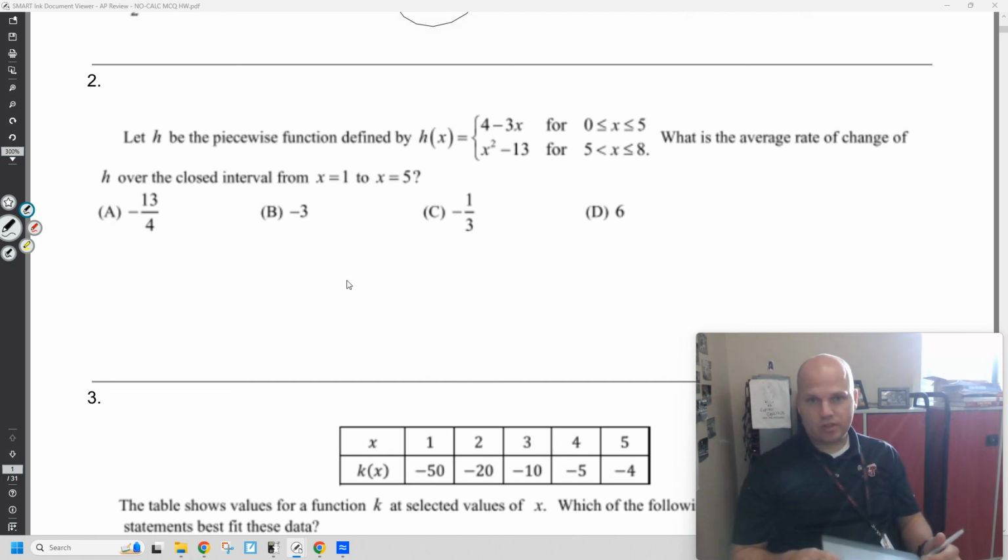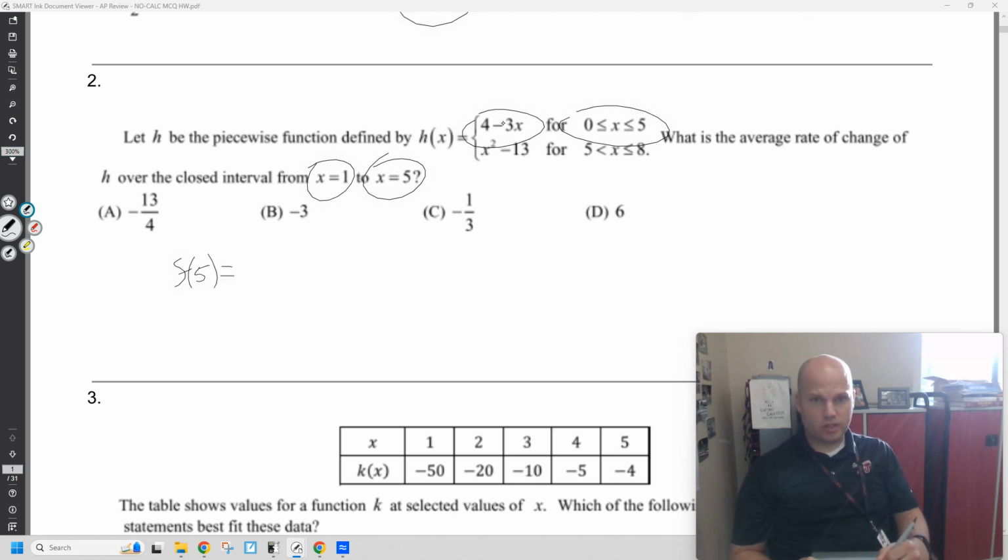Say we have a piecewise function. It's very important to just make sure you're looking at the correct piece based on your inputs. I have 1 and 5. So I really just need to find the y values correctly. I'm going to be using this. So that's 4 minus 15, which is -11. And then I'm going to plug in 1 as well. And that's going to be 1. So my y's decrease by 12. Over the course of 4 x's.